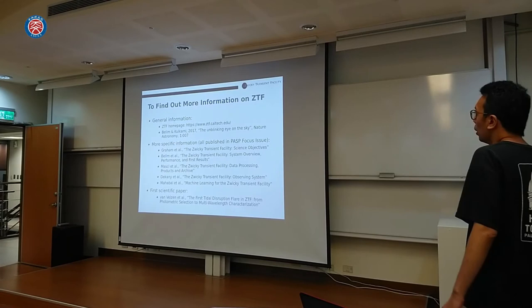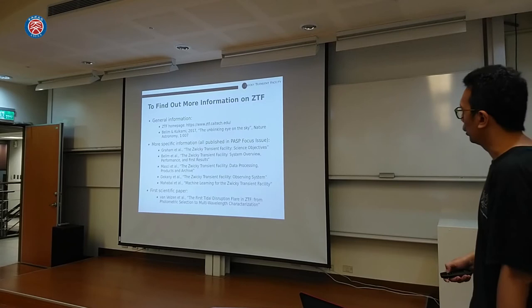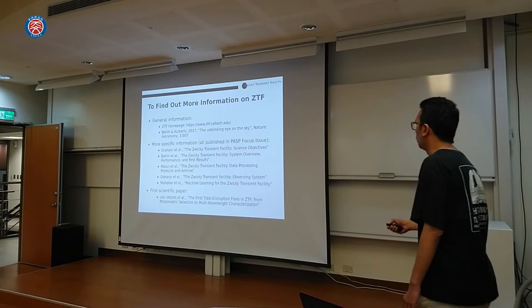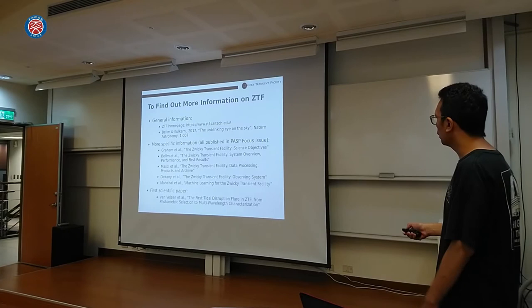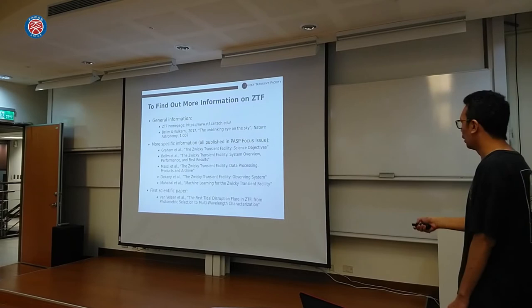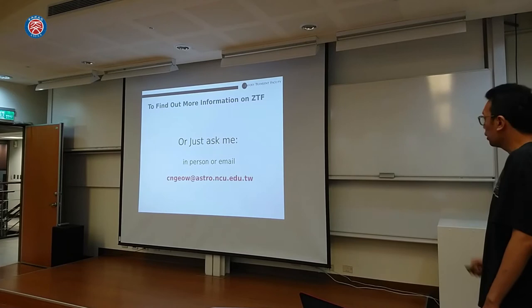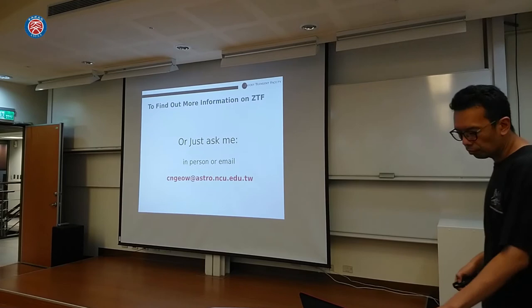If you are interested, of course there's a website, very simple, ztf.caltech.edu. And then there are very high level papers in Nature Astronomy and technical papers, there's a PASP focus issue. Many of the hardware, software, science, early science, machine learning, all these things have been described in these papers. And this group was the first group that published the first scientific paper from ZTF, about tidal disruption. So in case you want to know more, just Google ZTF or you can ask me, including if you're interested in how to access the data, I can help you with that.